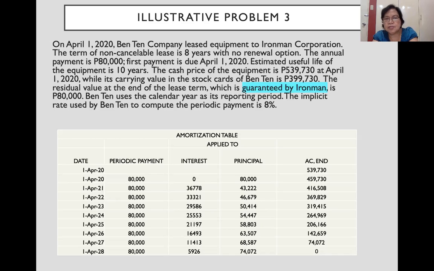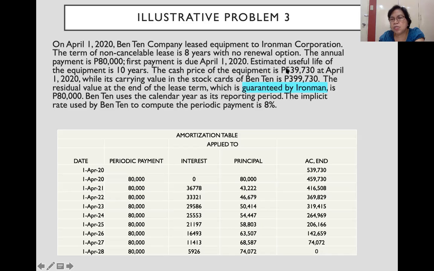399,730. The residual value at the end of the lease term, which is guaranteed by Ironman, is 80,000. Ben 10 uses the calendar year as its reporting period. The implicit rate used by Ben 10 to compute the periodic payment is 8%. Therefore, your net investment in lease, or the present value, which is the sales price, is 539,730. So we have the same amortization table. What is different in this problem is that the carrying amount is lower than the fair value.